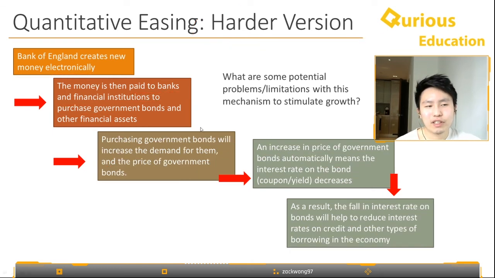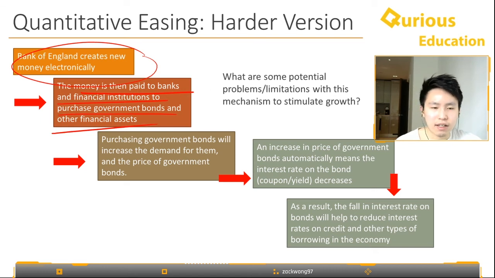However, of course, there's also a more complicated version of that, which involves interest rates and yields. So again, similarly, in this version, the Bank of England would print money electronically, and then the money is used to buy bonds and other financial investments from banks and other financial institutions.